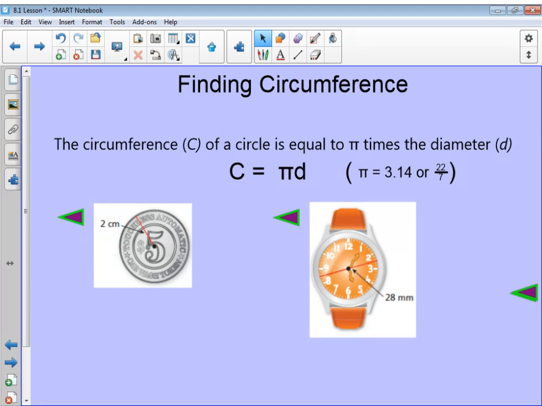Okay, so I want you guys to try these two. You're going to go ahead and pause your video and work through these two using your formula: circumference equals pi times diameter.